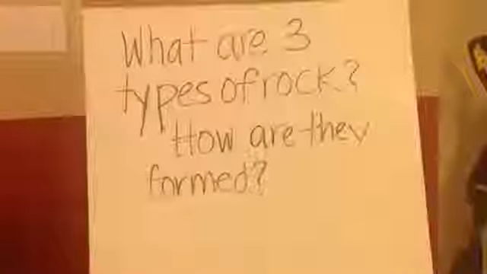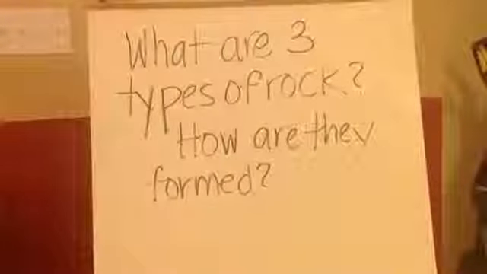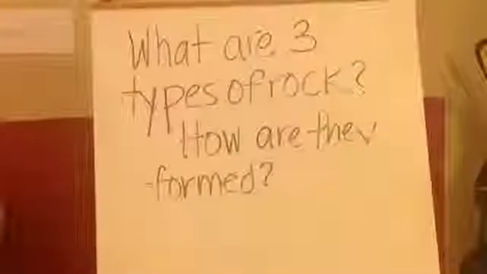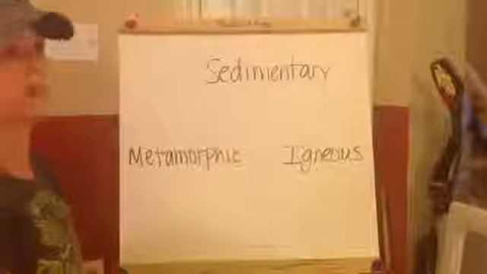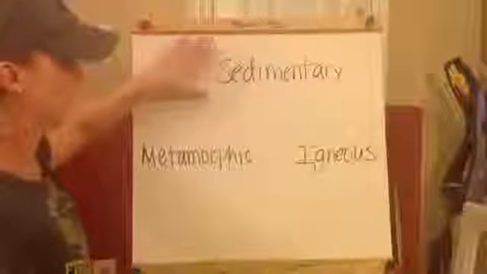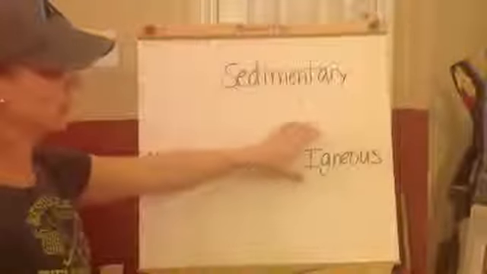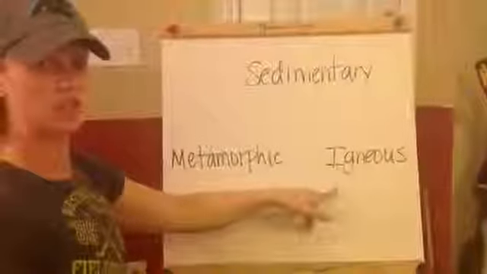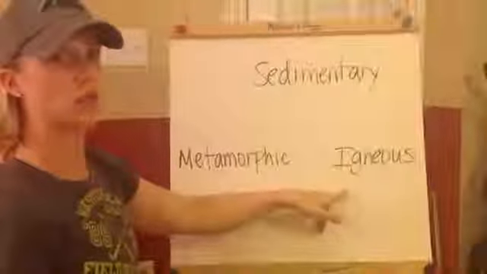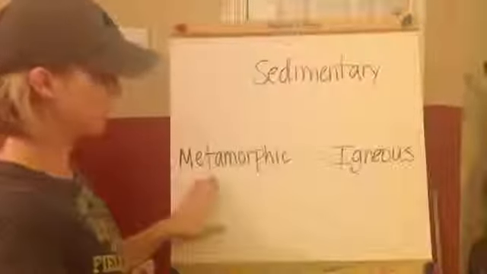Alright, so let's look at the next question, which is what are the three types of rocks, and then how are they formed? Alright, so let's start to talk about the three rocks, and then we'll talk about the cycle. So the first type of rock that we have is sedimentary rock, and you're going to see this with sandstone. The second type of rock is igneous, and we see this with obsidian, which is very glassy, as well as granite, which has lots of crystals within it. The last type is metamorphic, and this is something you'd see in marble.